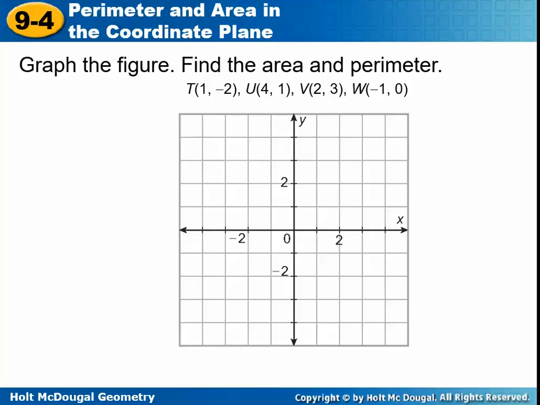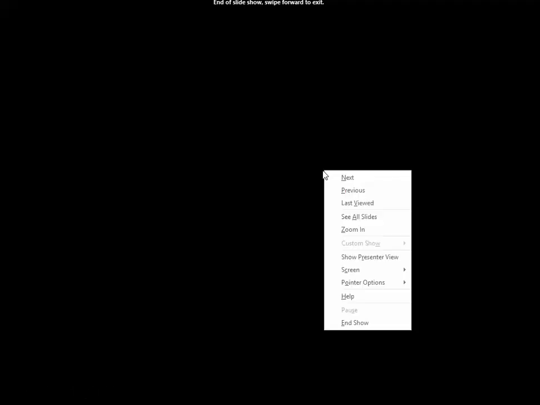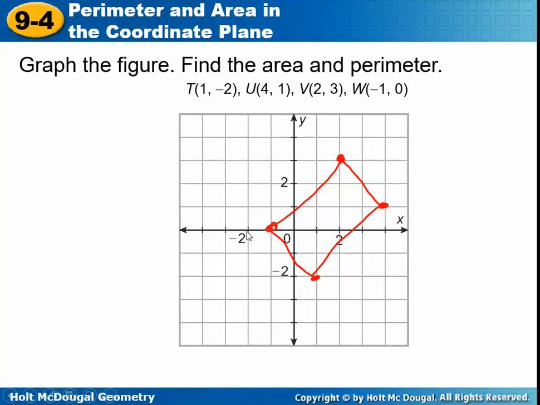Okay, find the area and the perimeter. So on this one, we're going to graph those points. So here's 1, -2 would be right here. 4, 1, 2, 3, -1, 0. Then we connect them with segments. It's kind of sloppy. Whoops. Go back. And then if we have to find the perimeter, we're going to need to know the length of each segment, so we'll have to do that.